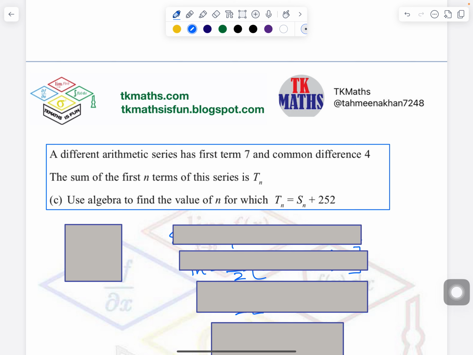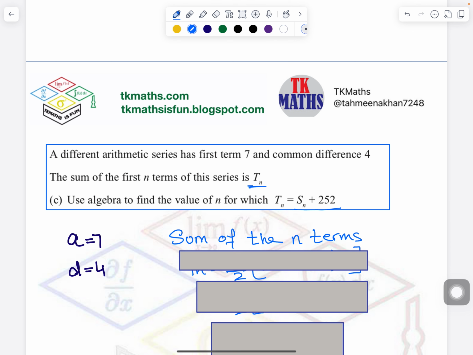There is another arithmetic series which has first term 7 and common difference 4. So this is the first piece of information given in the question. And the sum of the n terms is represented by Tn. And what is Tn? It is equal to Sn plus 252. So now this is helping you to form the equation.